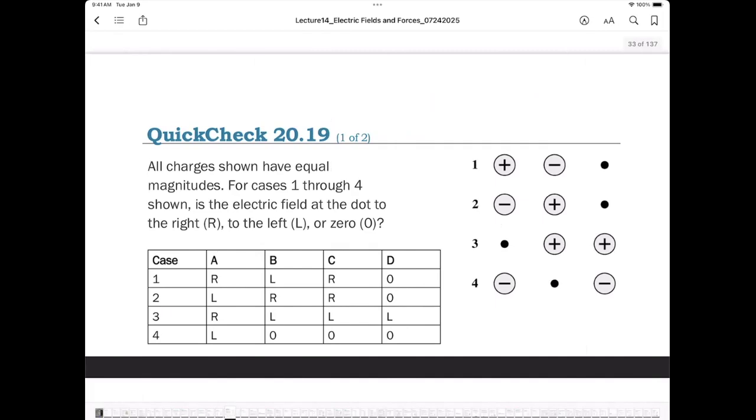Okay, let's talk about the other one. All charges shown have equal magnitudes. For case 1 through case 2, show whether the electric field at the dot is to the right, to the left, or zero. Let's see this one. For case 1, the electric field at the dot: this positive charge gives a field like this, this negative charge gives a field like this, but this one is nearer, so this one should be greater, and this direction is left. And for this one, it's bigger and smaller, so this one should be left.